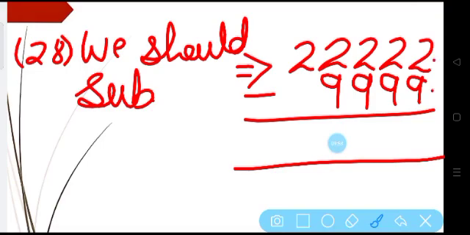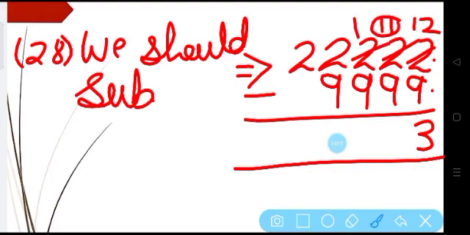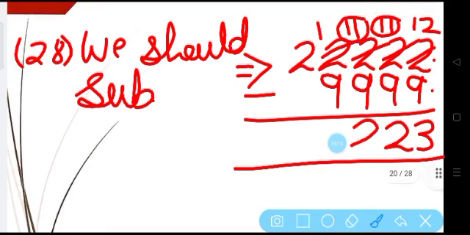Here it is 2, here it is 9. Again 9 is greater than 2, so you will borrow from this 2. It will become 1 and this will become 12. 12 minus 9 will be 3. Now you will borrow from this one. It will become 1 and this will become 11. 11 minus 9 will be equal to 2. Again it will become 1 and this will become 11. 11 minus 9, again 2.